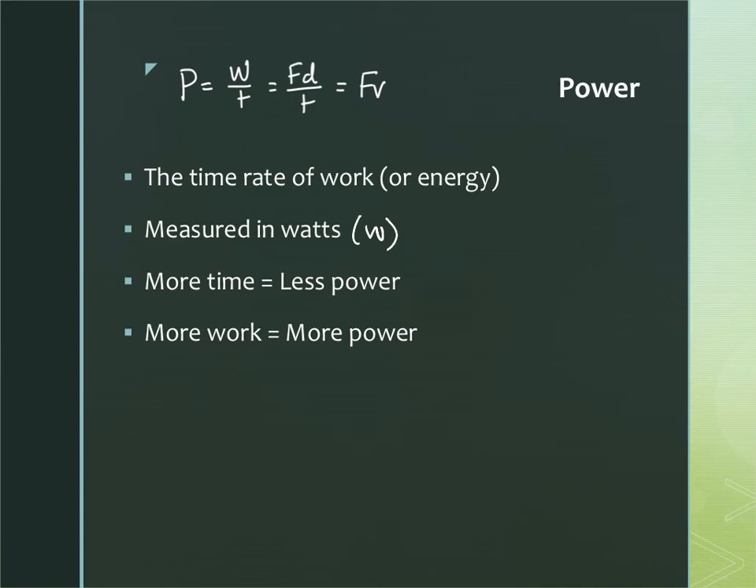Imagine two people doing 10 push-ups. The person who takes their time has less power than someone who belts out 10 push-ups in less time. Okay? More work equals more power, so the more energy you expend, the more power you have. So it's all about energy per second.